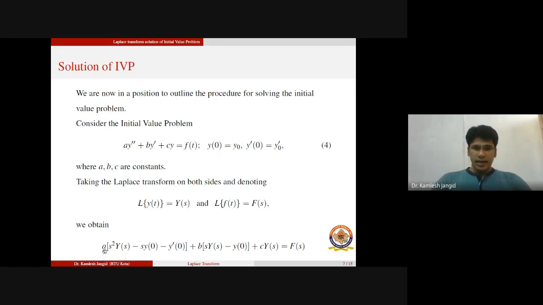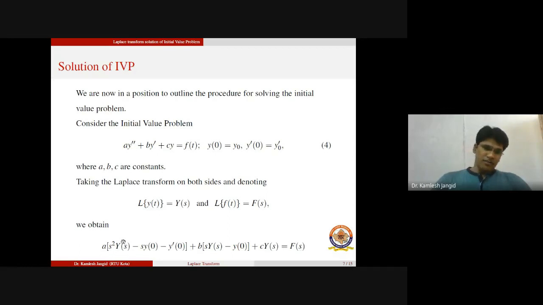So this is a times s square capital Y minus s multiply y at 0 minus y prime at 0, plus the Laplace transform of the second term. It means the Laplace transform of the first derivative. So this is b times s capital Y minus y at 0, plus the Laplace transform of this third term, c times capital Y, equals the Laplace transform of the right hand side.